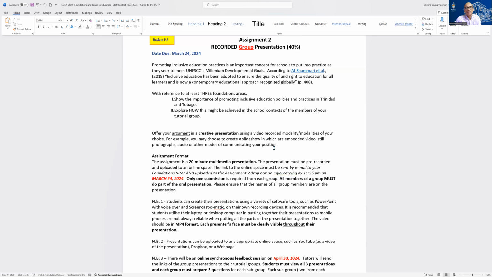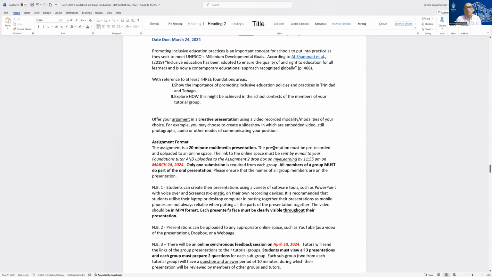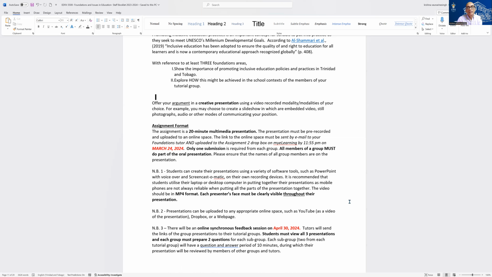Okay. And your recording is for 20 minutes, no more than that. Once you do your 20-minute recording, you must save it and upload it to an online space. For example, you could upload it to YouTube. You can upload it to Google Drive, OneDrive, iCloud, anything like that. You could upload it and then get a link. And you are then putting the link into a document and uploading the document to the Dropbox in My Learning. All right. Your tutor will give you more details on that. The idea then is that when I click on your link, it will take me to your video.